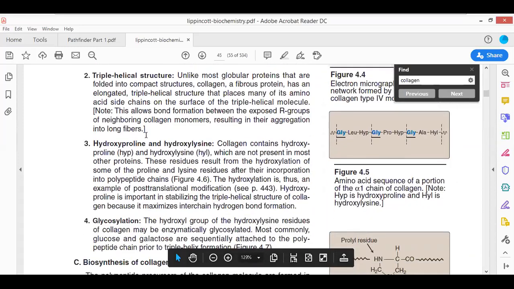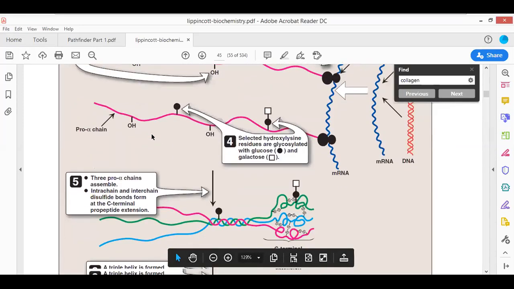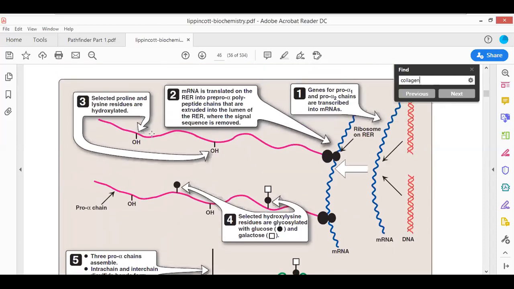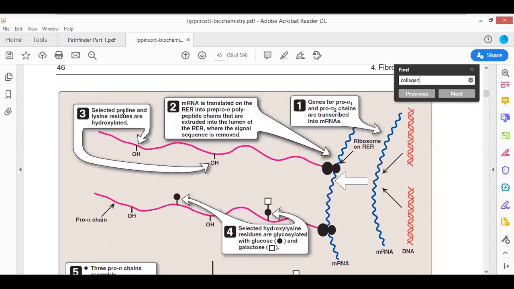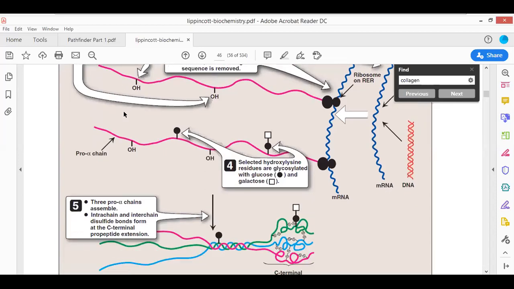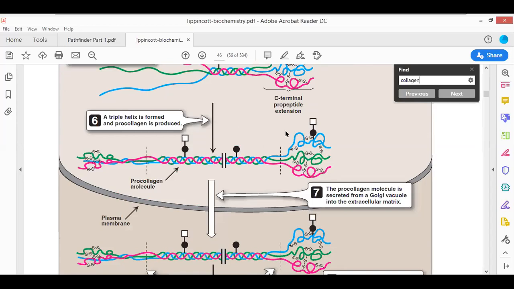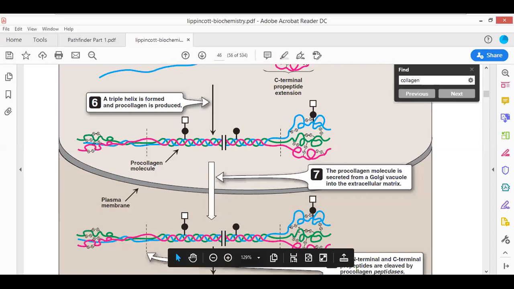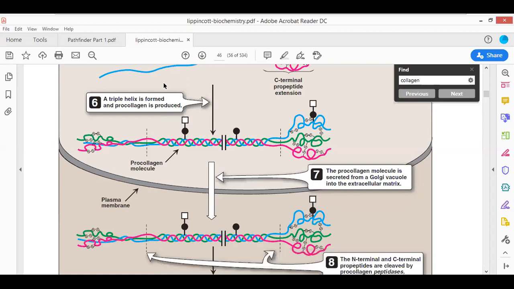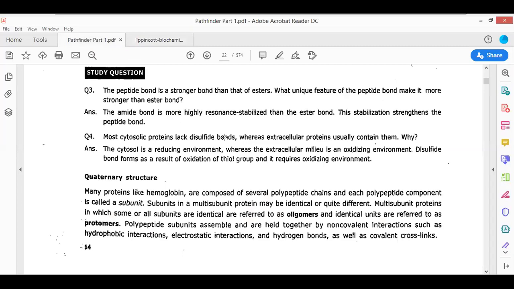Now the next point that has been questioned there, you can look here. Collagen is the most abundant extracellular protein present in vertebrates. Now, there are disulfide linkages present. Where are these disulfide linkages present and how are they produced? See, the environment in the cytosol is reducing. That is why the majority of disulfide linkages are always formed extracellularly. Most cytosolic proteins lack disulfide linkages, whereas extracellular proteins usually contain disulfide linkages.